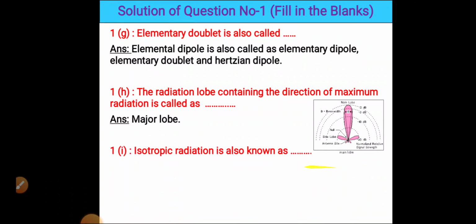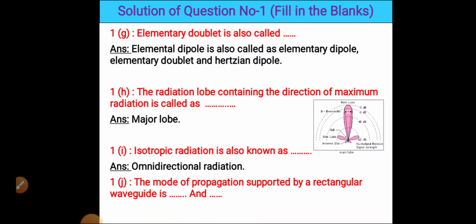Isotropic radiation is also known as omnidirectional radiation. That means isotropic radiation can radiate signals in all directions, so that's why it is called omnidirectional.